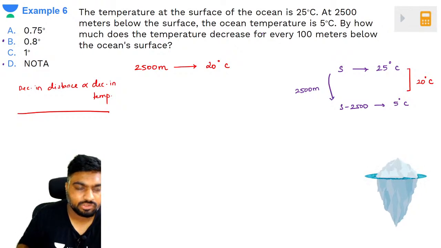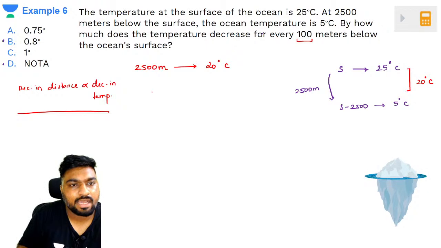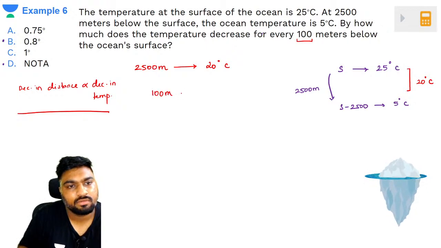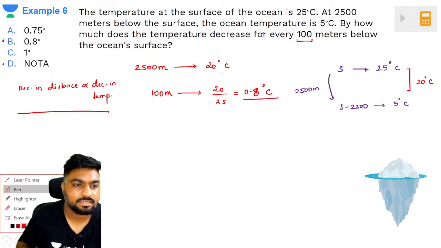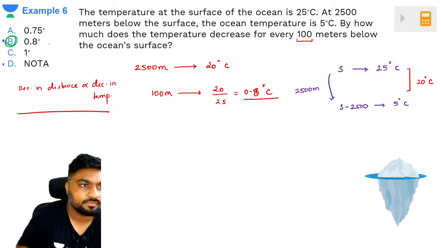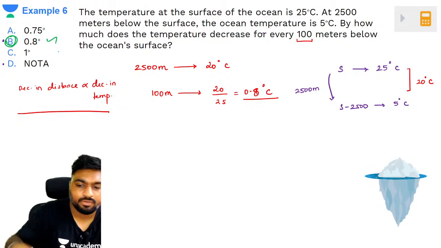Agreed? So now what do we want? We want to find out at 100 meters. So at 100 meters, it will be 20 by 25 degrees, which is 0.8 degrees Celsius. Done. So what's our answer? 0.8. Cool guys, very good, done, beautiful.